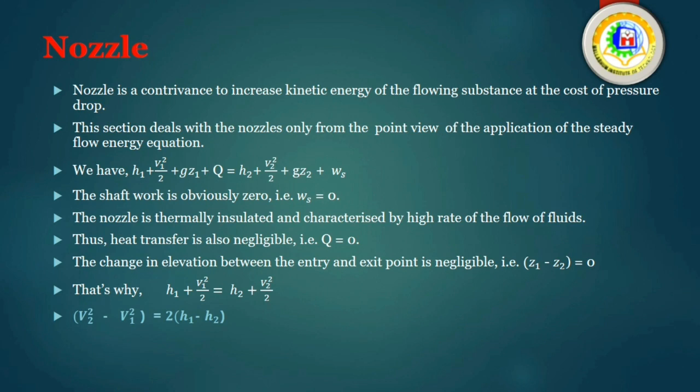The change in elevation between the entry and exit point is also negligible, so Z1 minus Z2 is also 0. Then the remaining part is H1 + V1²/2 at the inlet and H2 + V2²/2 at the outlet. Simplifying this equation, the nozzle equation is at last V2²/2 minus V1²/2 is equal to H1 minus H2. That is the nozzle equation from the steady flow energy equation.